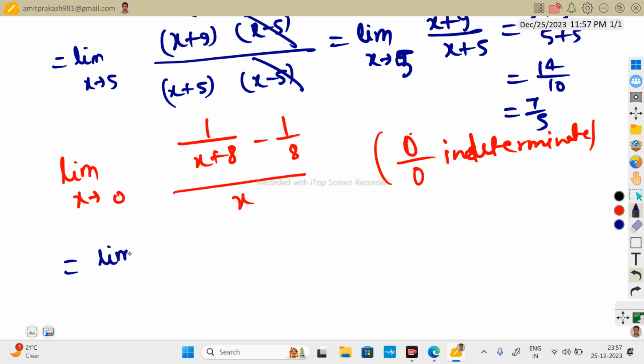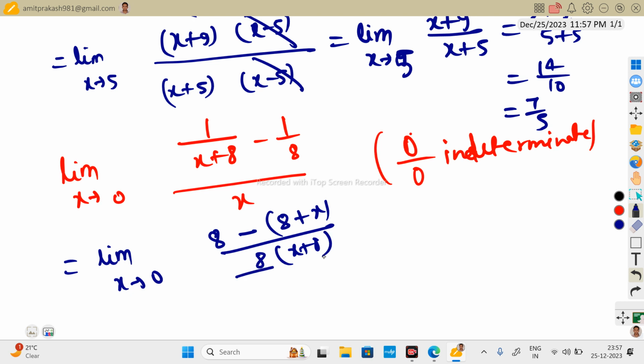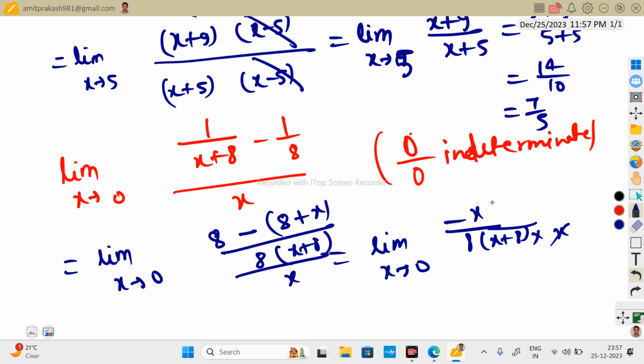So limit x tends to 0, and this becomes 8 minus 8 plus x upon 8 into x plus 8, upon x, and this can be written as limit x tends to 0 of minus x upon 8 into x plus 8 into x, and this x gets cancelled, and this becomes limit x tends to 0 of minus 1 upon 8 into x plus 8.